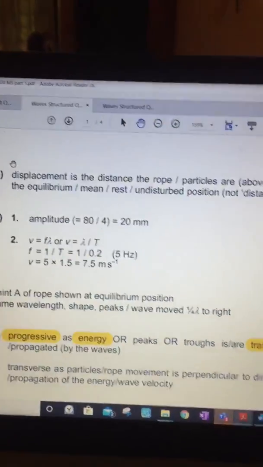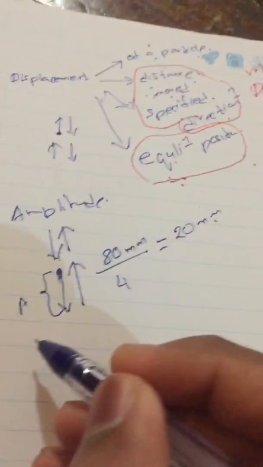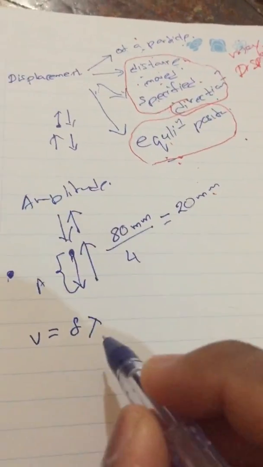Okay, amplitude is equal to 80 divided by 4, 20 millimeters. Then they are asking you to find the speed. So speed, v is equal to f lambda.